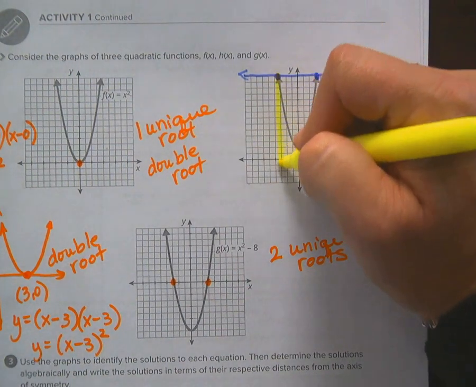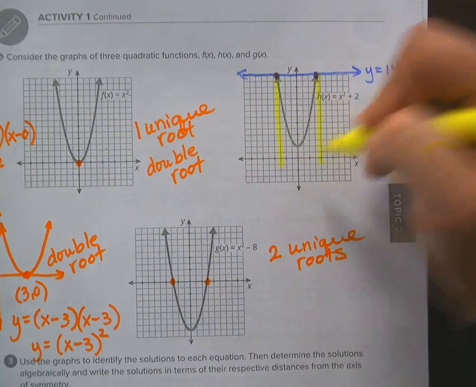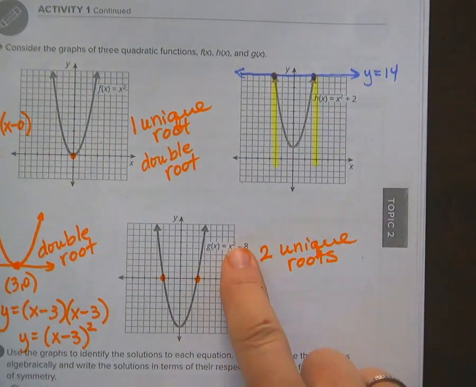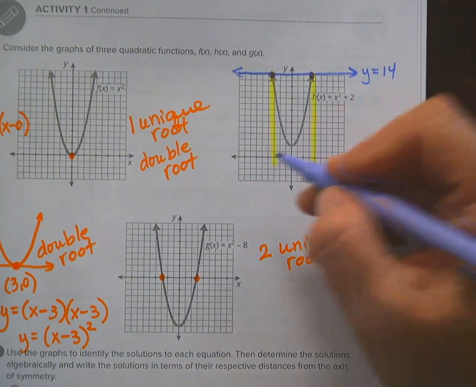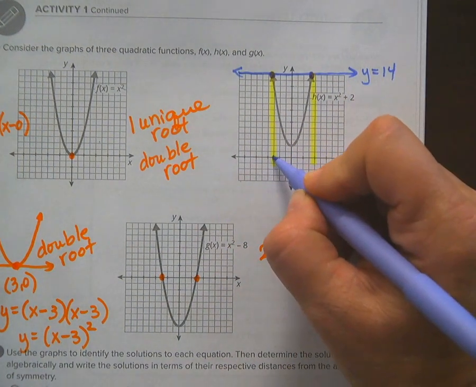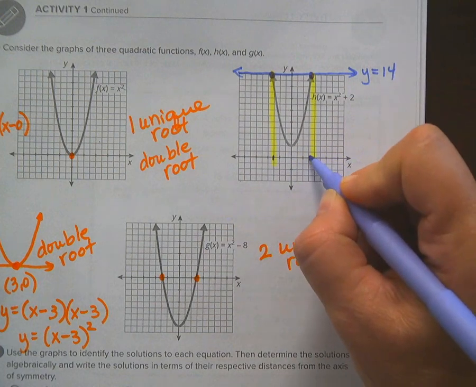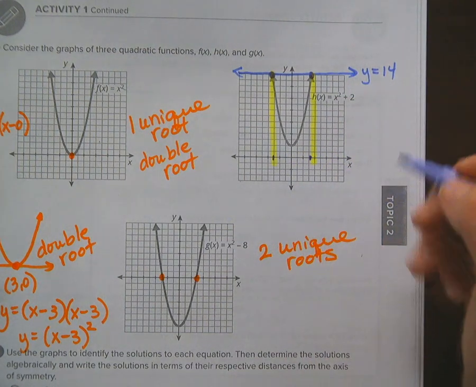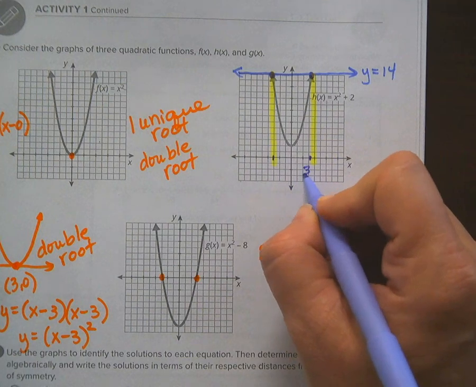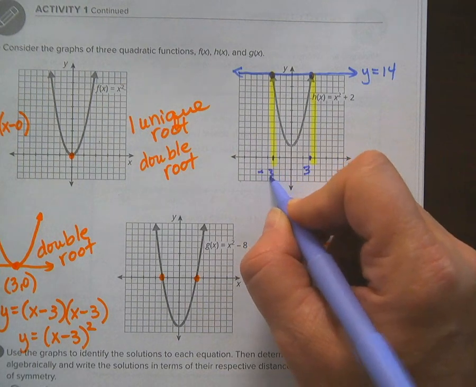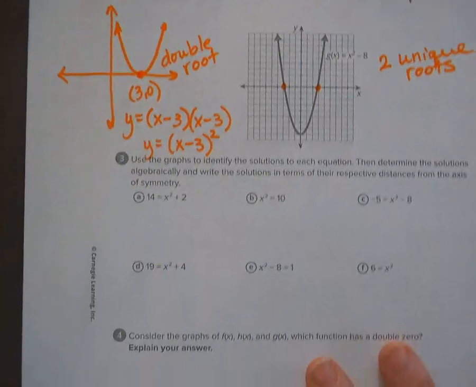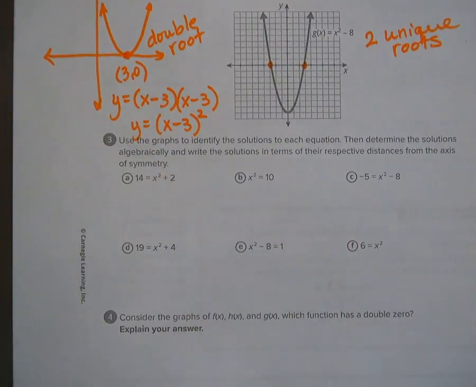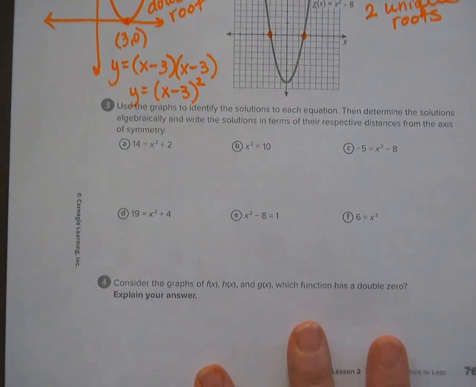Nico, what do you think the answers are about? I think the answers are about 3 and negative 3. Okay, 3 and negative 3, maybe give or take. Okay, so let's go down here, and this is where the skill really comes in. We're going to solve this using algebra.